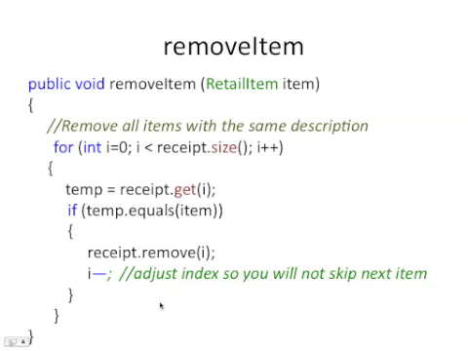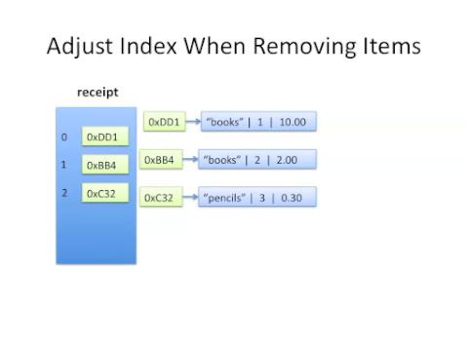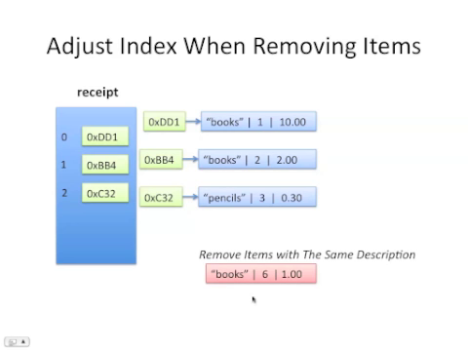To remove an item from the list, I want to emphasize that you must adjust the index so you will not skip to the next item. So after checking to see if it's equal to the item, then you need to adjust the index. Let's see what happens. We'll say that we have books and pencils stored in our receipt. And I say I want to remove items with the same description. I want to remove all books. So both of those should be removed.